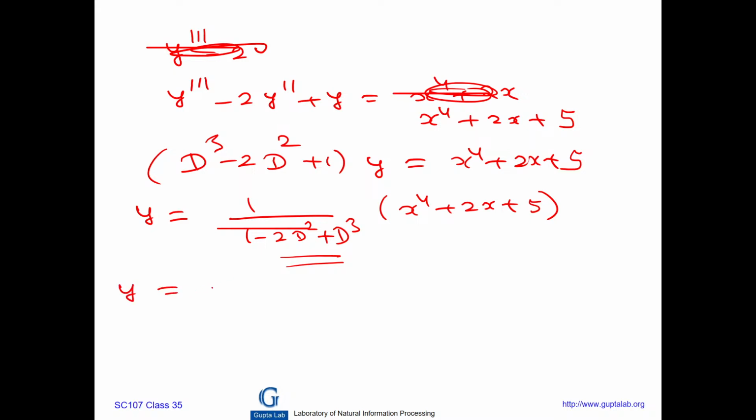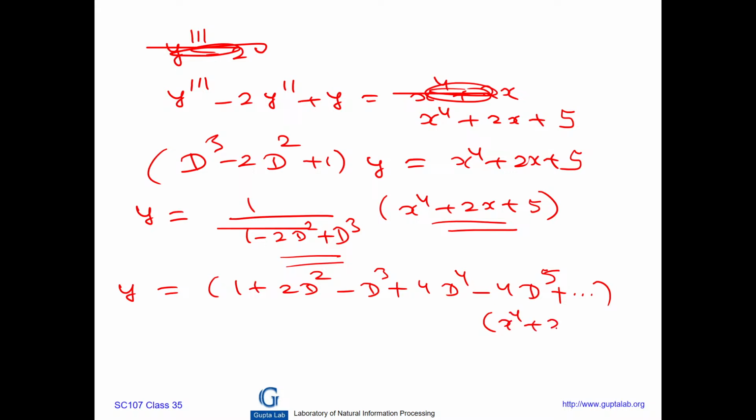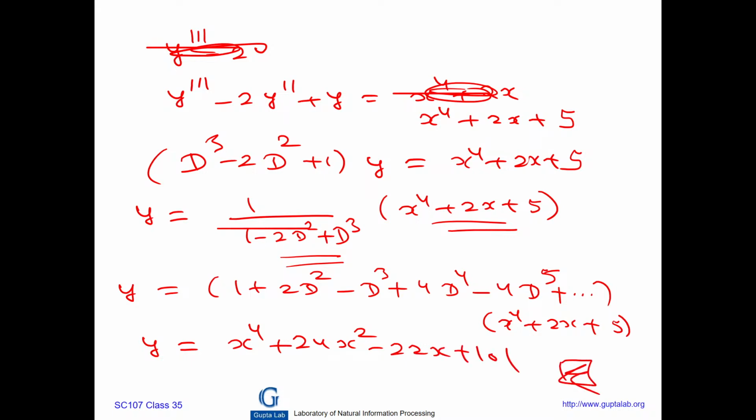So y is equal to 1 plus (2D square minus D cube) plus 4D raised to power 4 minus 4D raised to power 5, and so on, and I need to go only as far as the highest power there. After that it is not needed. Then apply it to x raised to power 4 plus 2x plus 5. Now D square means differentiating twice, D cube is differentiating 3 times. Keeping those in mind, y turns out to be x raised to power 4 plus 24x square minus 22x plus 101. You can actually solve for it.